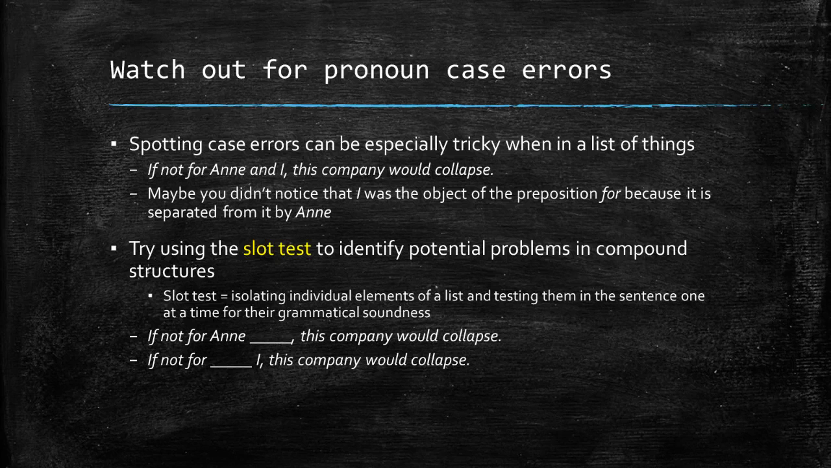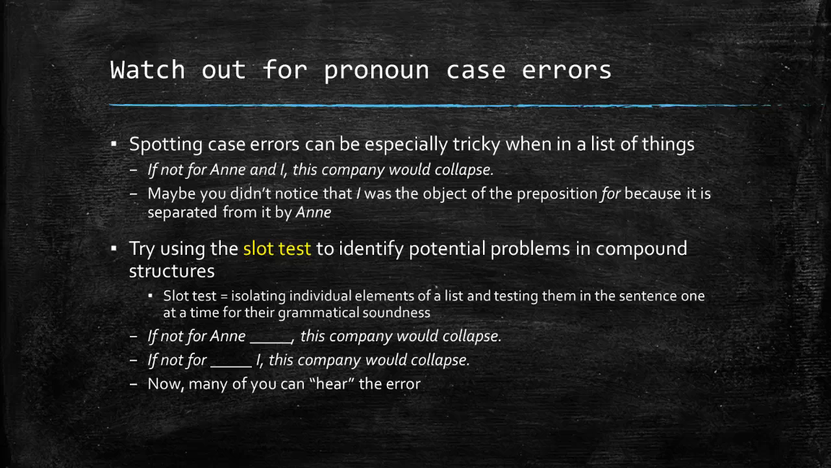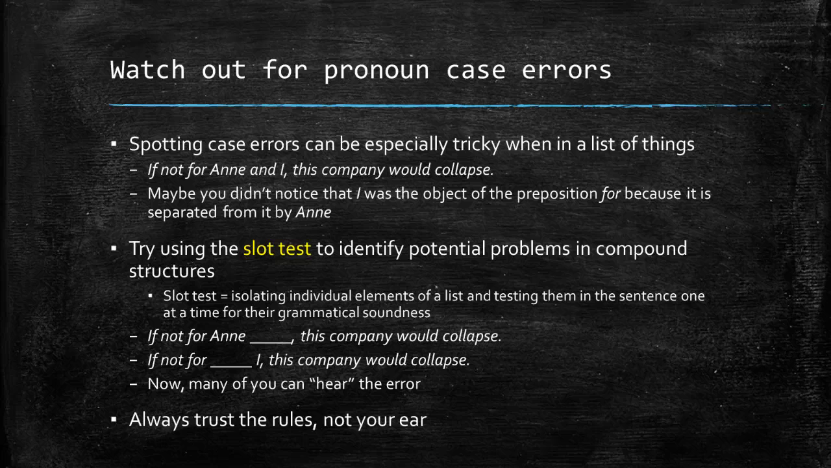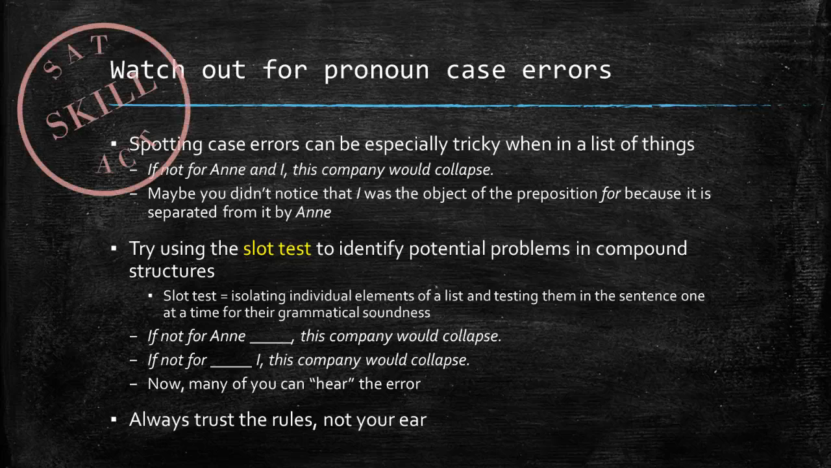If not for I, this company would collapse. No one says for I, we say for me. So now many of you can hear the error because it's isolated from the rest of that prepositional phrase. Always trust the rules, not your ear. Your ear will let you down a lot of times. Pronoun case errors, that's another big SAT, ACT skill. Try that slot test. Mark this down in your book.